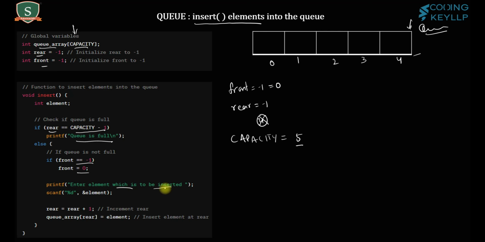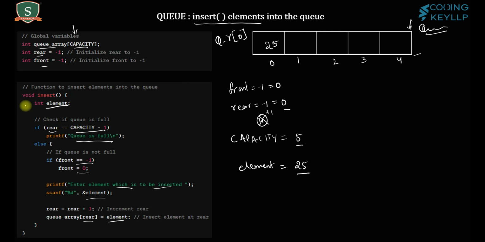Enter the element which is to be inserted. So element, we have declared variable element of data type integer. Consider I am giving an element 25. So what is going to happen? Rear is equal to rear plus 1. Here we are incrementing the rear value from minus 1 to 0. That means minus 1 plus 1 is equal to 0. Q array of rear is equal to element. What is the rear value? 0. Q underscore array of rear value is 0. So we are updating the 0 position value with 25.